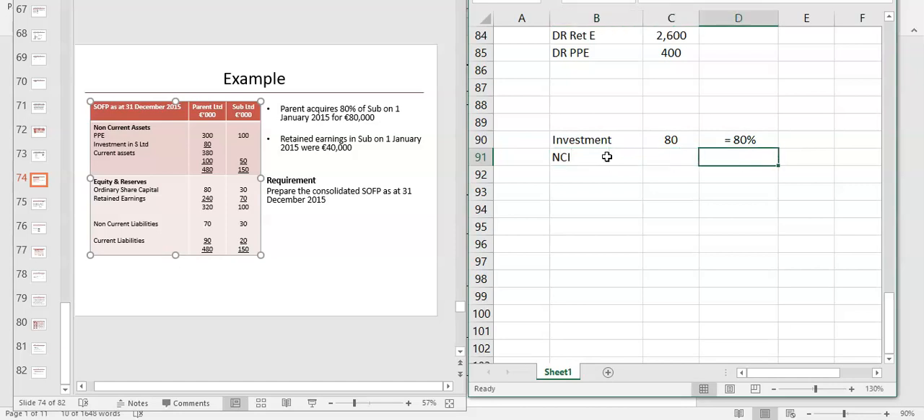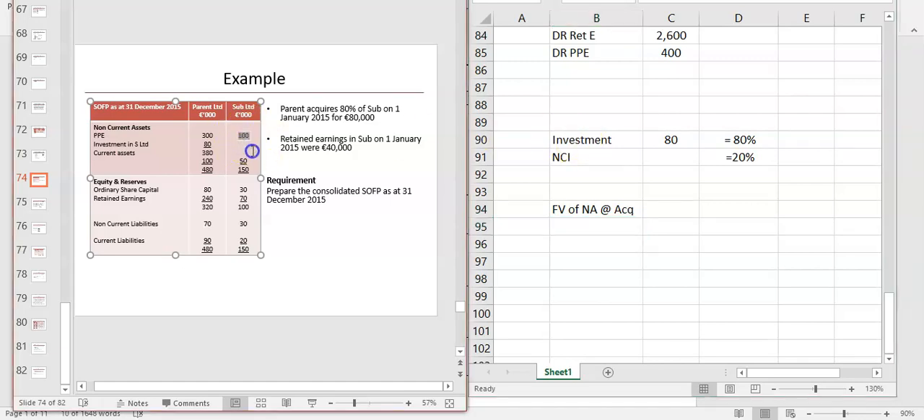Now the NCI is going to be worth 20%. We don't know 20% of what yet, because we need to know the fair value of net assets at acquisition. We don't have the individual assets and liabilities. It's wrong to say it's 150 minus 50. The reason for that is this is the statement of financial position 12 months later, at the end of December. See, it's complicated now. We need to know the net assets at the date of acquisition.